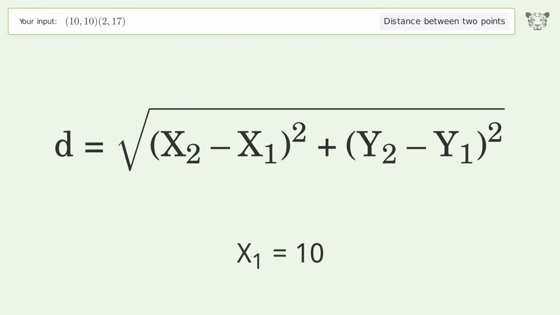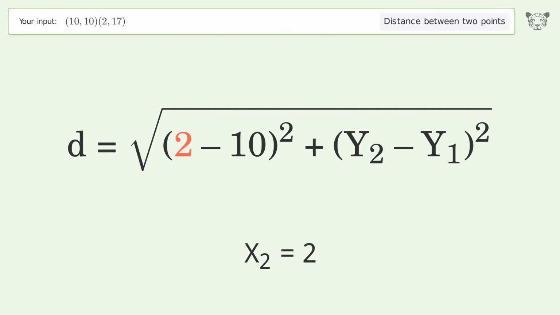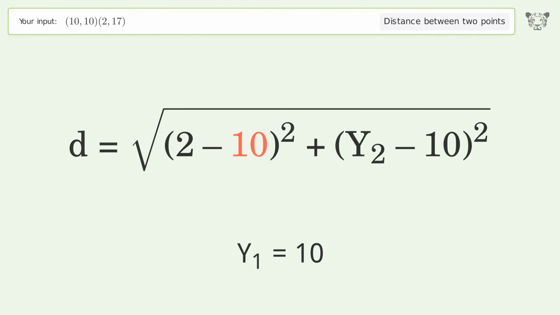x1 equals 10. x2 equals 2. y1 equals 10. y2 equals 17.